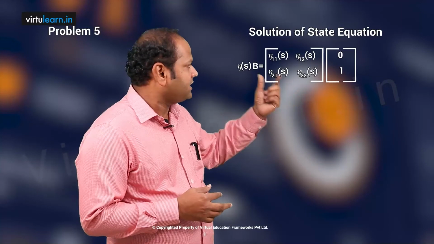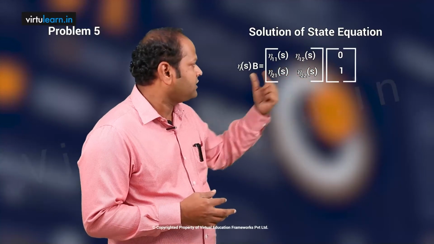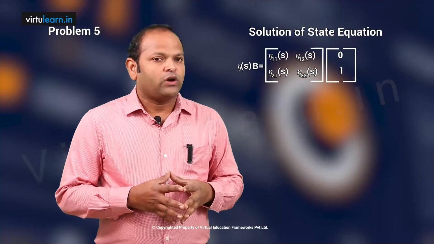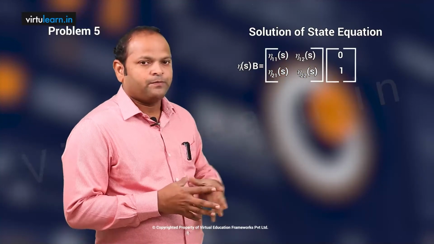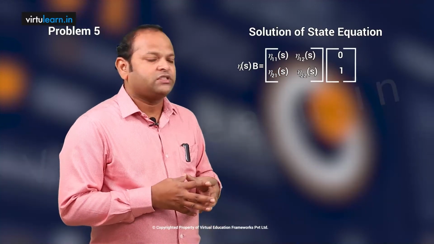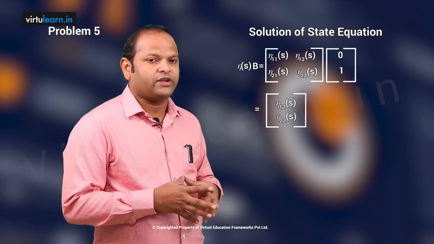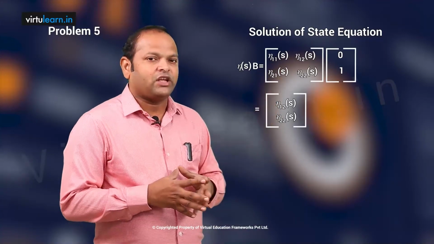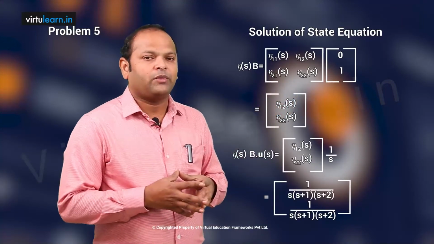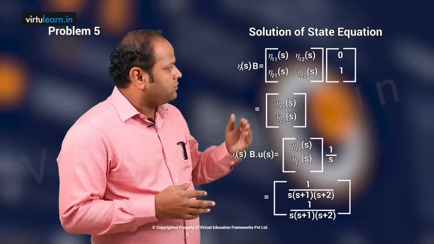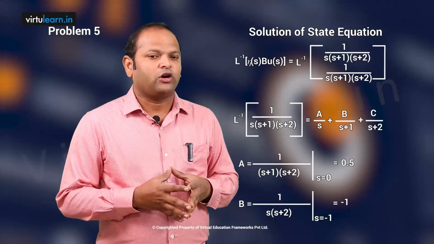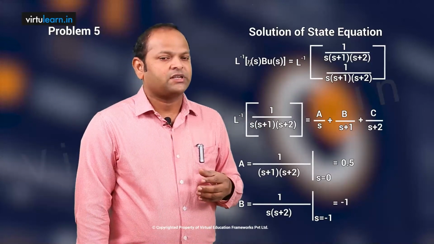I can write the phi of s as phi 1 1 of s, phi 1 2 of s, phi 2 1 of s and phi 2 2 of s, into which I will multiply the B matrix. So what will be the B matrix? B matrix is 0 1. So when it is 0 1, this phi of s B results in the second column, which is phi 1 2 of s and phi 2 2 of s, and that will be multiplied with the u of s. U of s is 1 by s. Then in every term we will be getting an extra s in the denominator. Then you find out the inverse Laplace transform of these two terms alone, no need to find for all the terms.